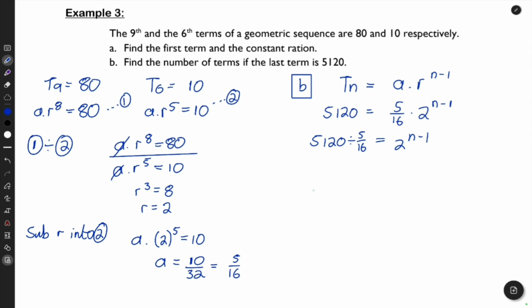My calculator tells me this answer is 16384. And now I can just use the shift fact function on my calculator. And it tells me this is 2 to the power 14. And therefore n is equal to 14 plus 1. n is equal to 15. Find the number of terms. If the last term is 5,120, there are 15 terms if that is the last term.